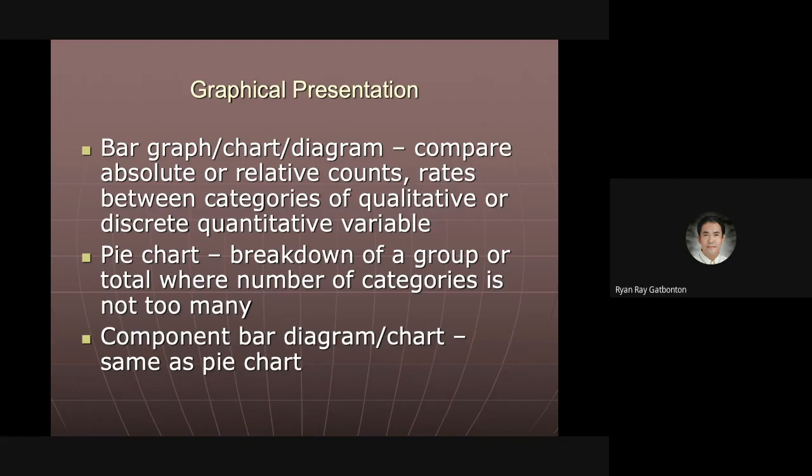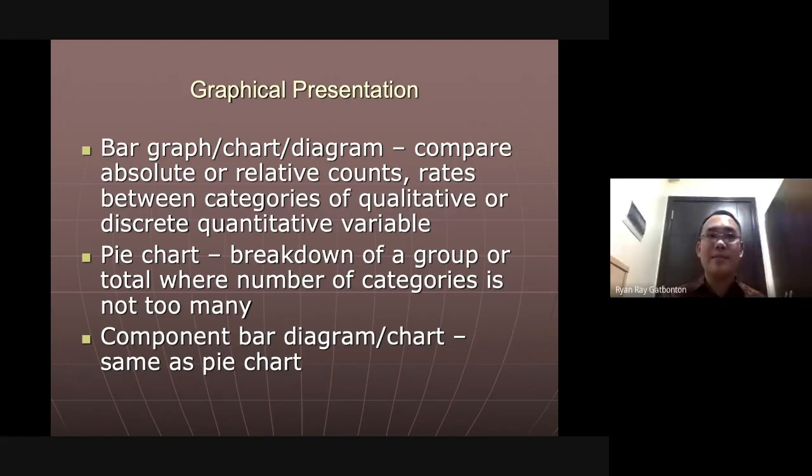We use a vertical bar graph if we want to compare absolute or relative counts. Now, we use a pie chart when we try to break down a group or total where the number of categories is not too many. In presenting your pie chart, you have to present first the largest chunk of your data and present it in a clockwise fashion. In a clockwise fashion.